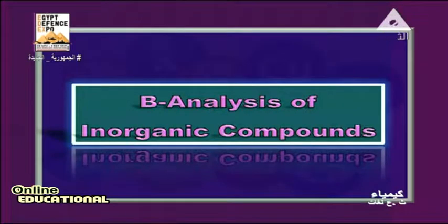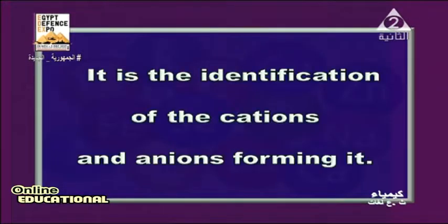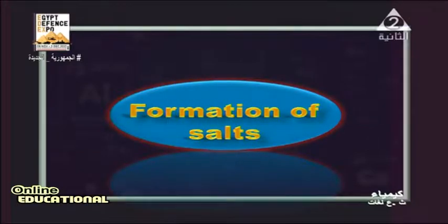While the analysis of inorganic compounds, which we are going to discuss in this chapter in detail, is the identification of the cations, which are positive ions, and anions, which are negative ions, forming the compound. The analysis of inorganic compounds depends on the formation of the salts.